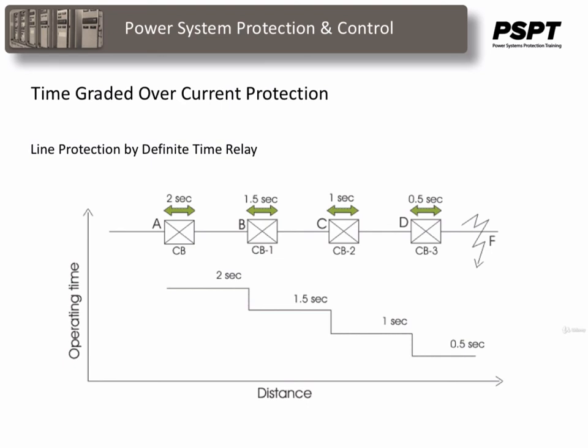And if, due to any reason, CB3 fails to trip, then the next higher time relay will operate to cause the CB to trip. In this case, CB2 will trip. If CB2 also fails to trip, then the next circuit breaker will trip, and CB1 will trip to isolate the major portion of the line.